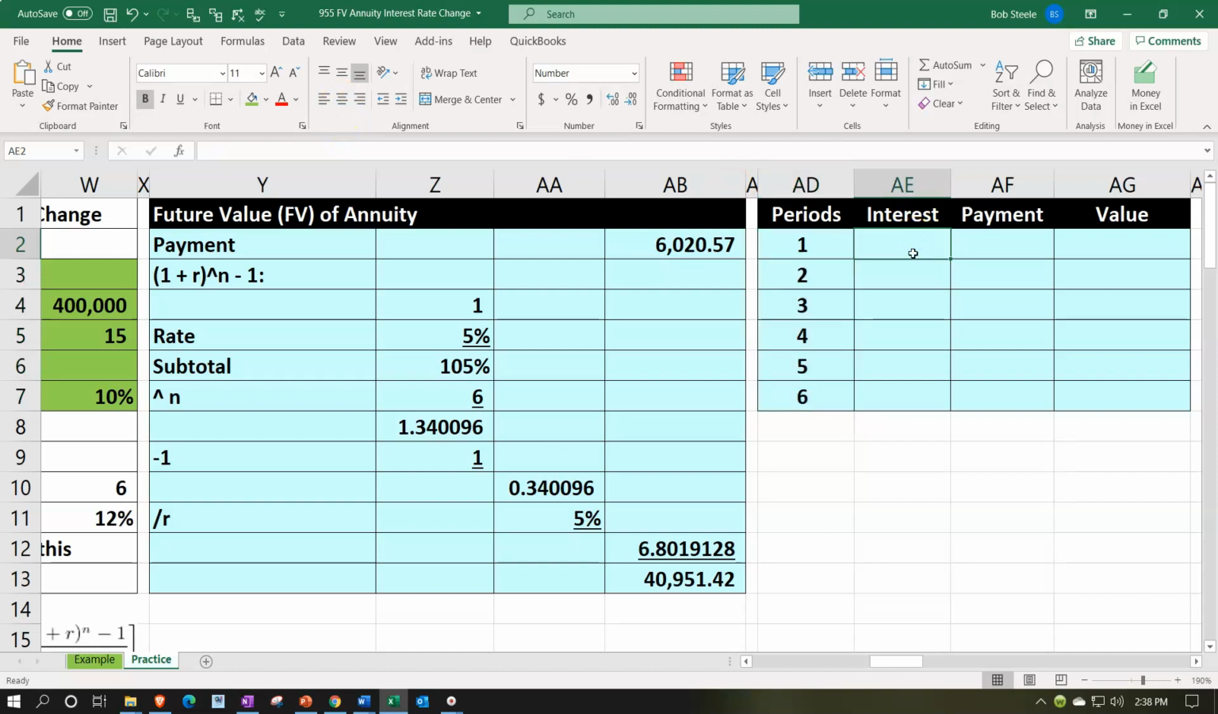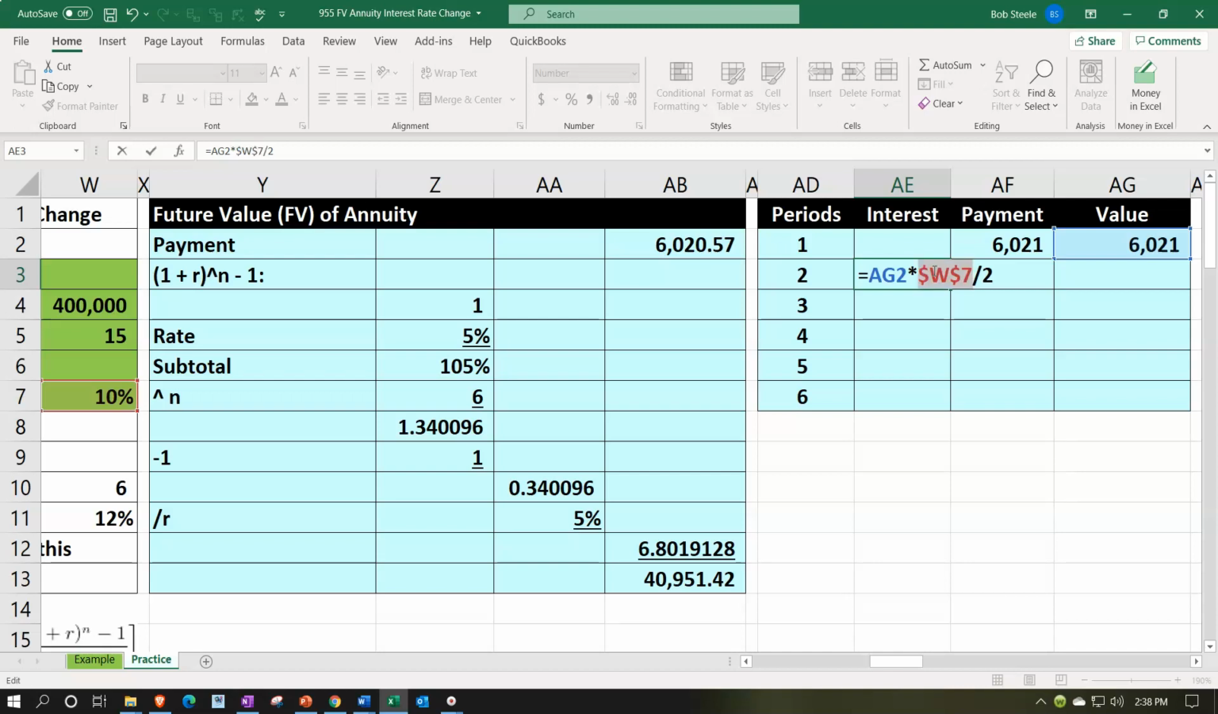The payment then is going to be equal to the 6020. That's going to be the value for the first payment, and then we'll do our interest calculation, which will be that 6020 times the 10% divided by 2. I'm going to make that an absolute reference on the percent, so I can copy it down, F4, $ before W, and 7.